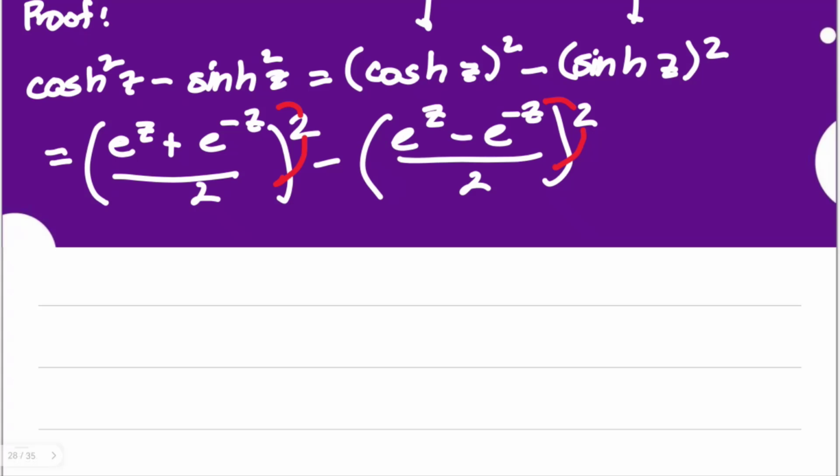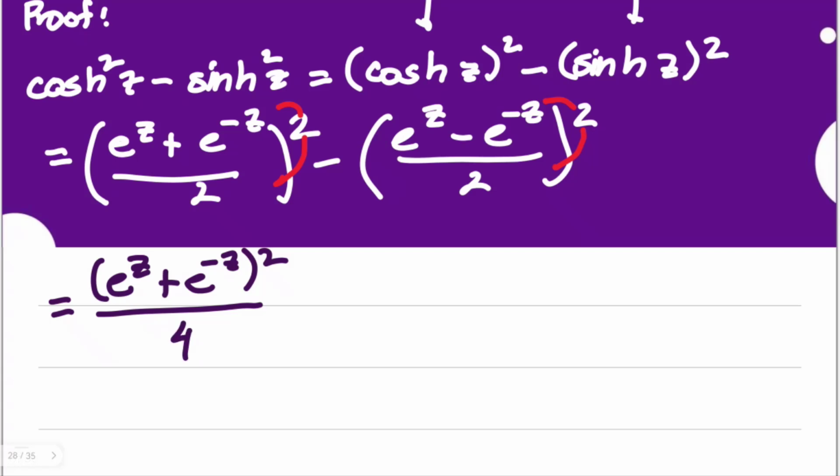Only for the binomial in the meantime; let's simplify them later on. So you have e to the power of z plus e to the power of negative z, squared, over 4, because that's the square of 2. Minus e to the power of z minus e to the power of negative z, squared, over 4 as well. So you're going to square our numerator. Obviously, we have the same denominator of 4, but let's combine them later, as soon as we expand both binomial expressions that are being squared.